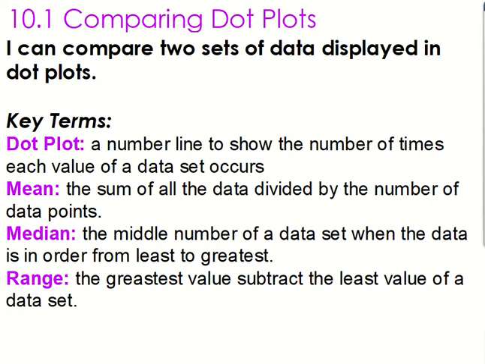So mean is the sum of all my data. I take all my numbers and add them up, and then I divide by the number of data points. So if I have 30 pieces of data, I divide by 30. Median is the exact middle, but I have to make sure it's in order from least to greatest. So median is middle. And then the range is just how far out it spreads. It's the biggest number minus the smallest number. The greatest value subtract the least value of your data. Just how wide is it, range.